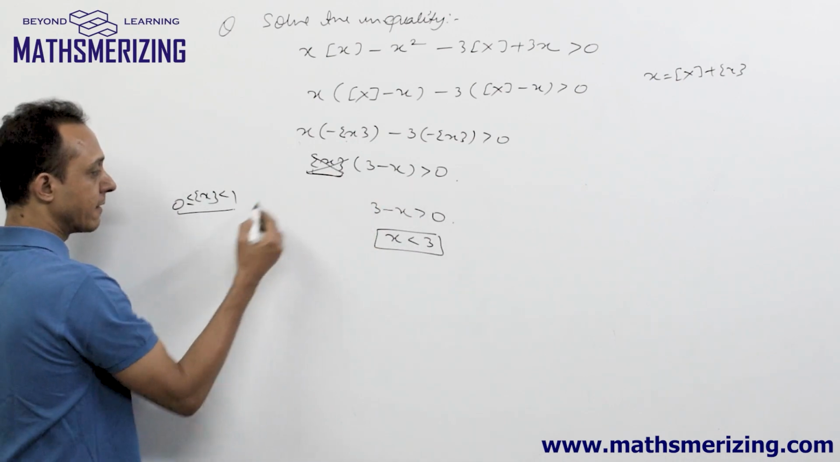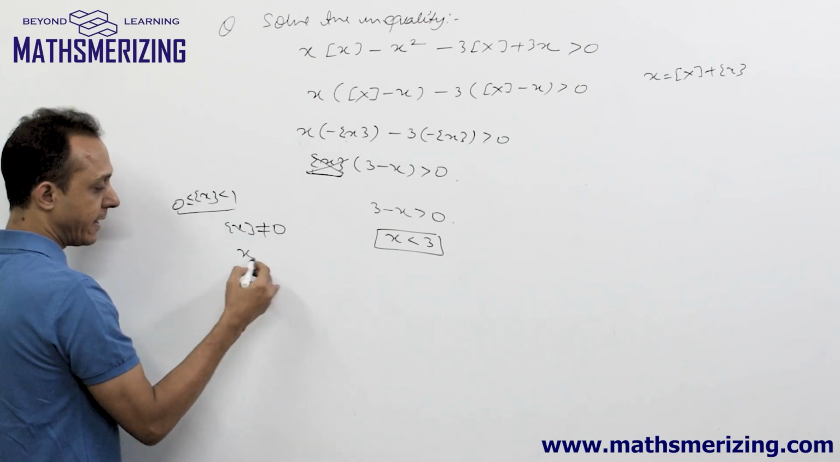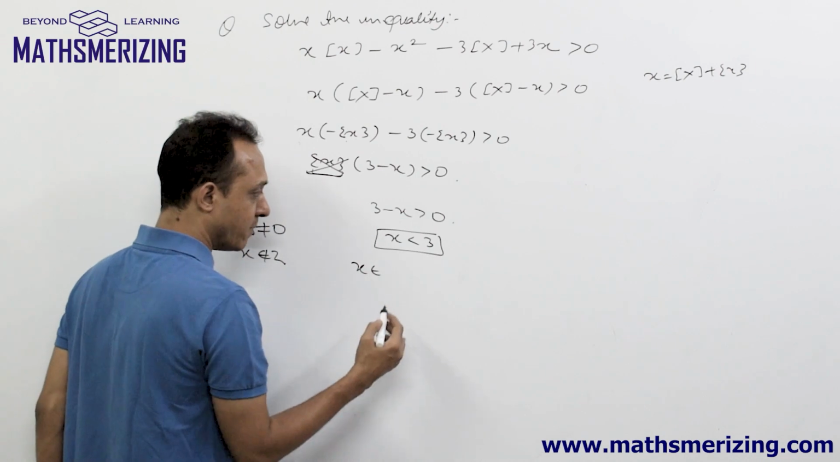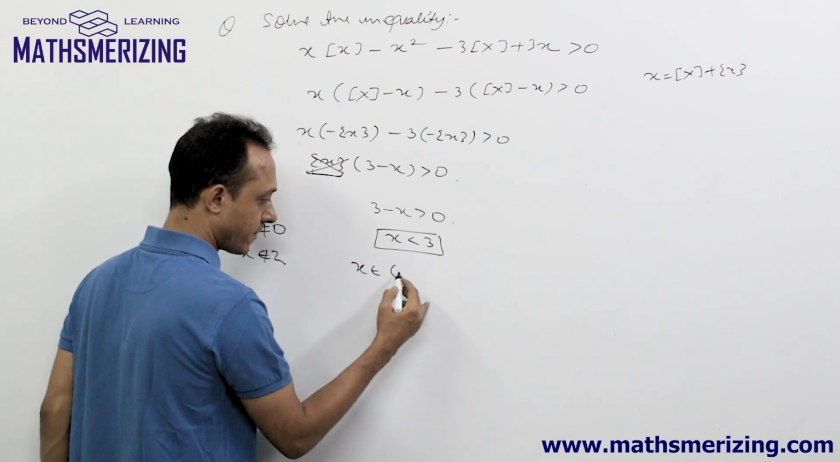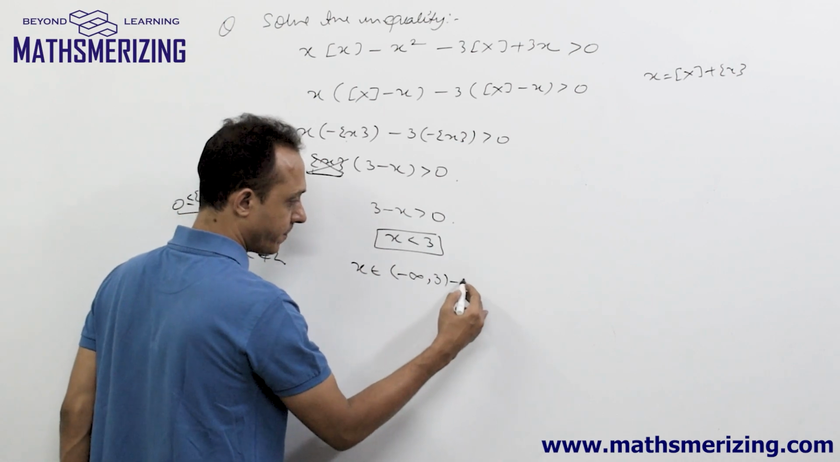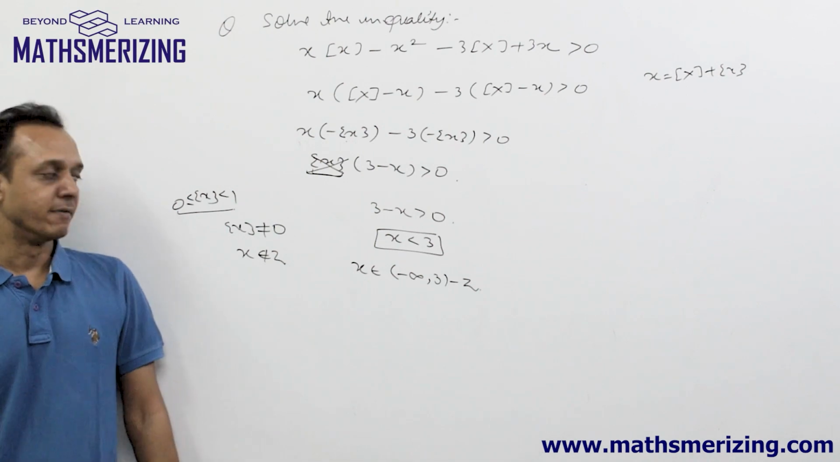So that means here the fractional part of x should not be 0. So simply x should not be an integer. So the answer to this question will be x belongs to minus infinity to 3, except all the integers which are there in this given interval.